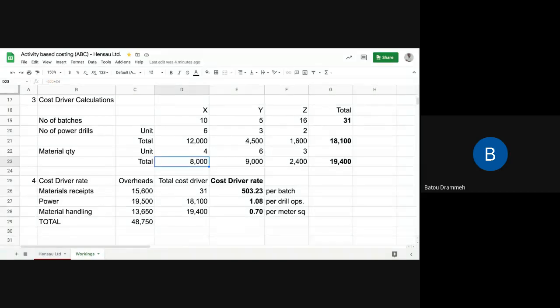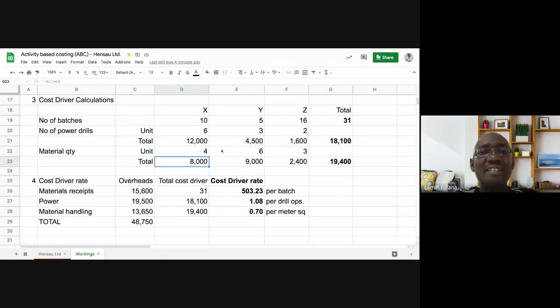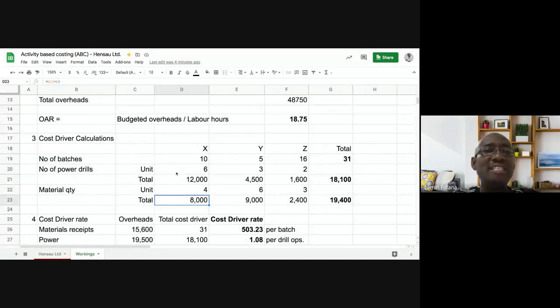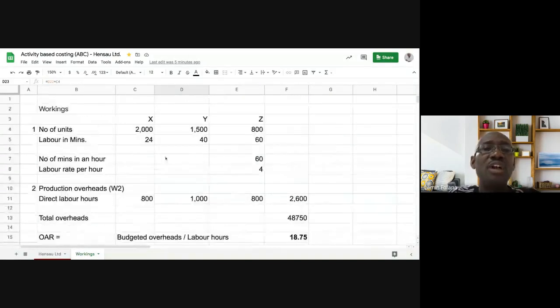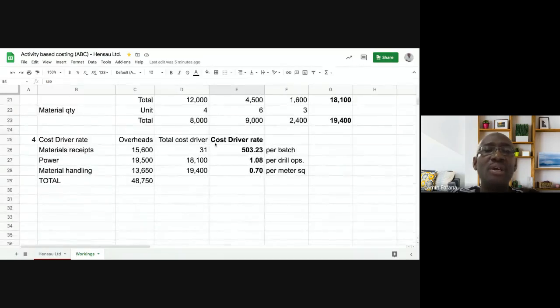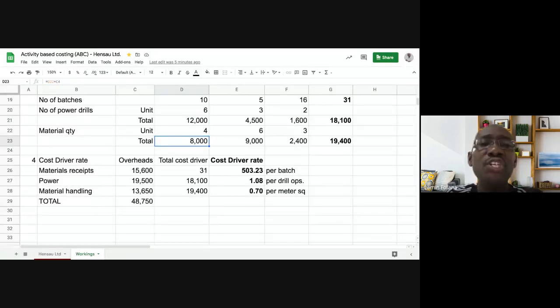The 2,000 is the unit cost, exactly. And then the 8,000 is the total. Exactly. That's what I want him to understand. The 8,000 and the 2,000 are different. The 8,000 is referring to the cost driver, whilst the 2,000 here on top is talking about the unit of each of the products, 2,000, 1,500, and 800. So this 8,000 here is only needed for the calculation, for the apportionment, for the sharing of the overheads relating to the activity. As simple as that.